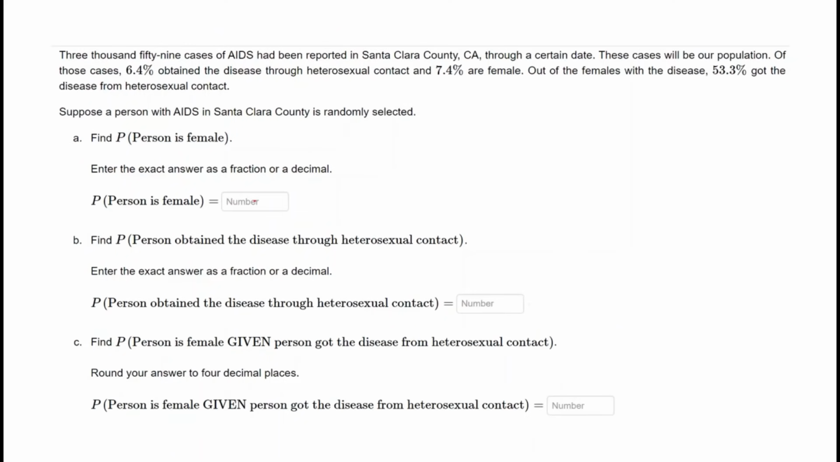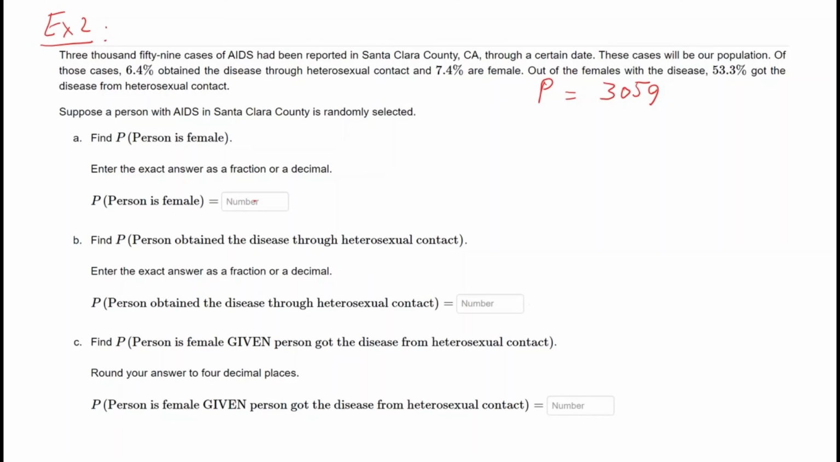Now let's look at a different example, which we call example 2, in which the data is not given in terms of a graph, but it's given just in between the lines, and we have to extract the information from the expression of the question. So it's given that we are studying the case study of a city where people have got AIDS, and the total number of people who've got AIDS, let's call it P, is 3059.